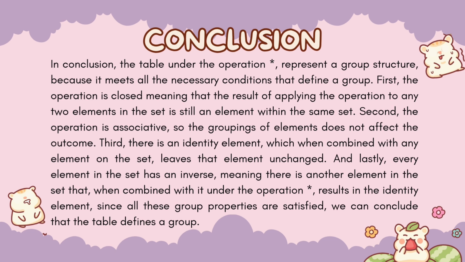Third, there is an identity element, which, when combined with any element in the set, leaves the element unchanged. And lastly, every element in the set has an inverse, meaning there is another element in the set that, when combined under binary operation star, gives the identity element. Since all these group properties are satisfied, we can conclude that the table defines a group. And that's all.